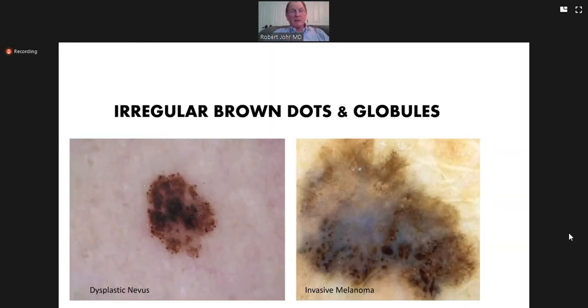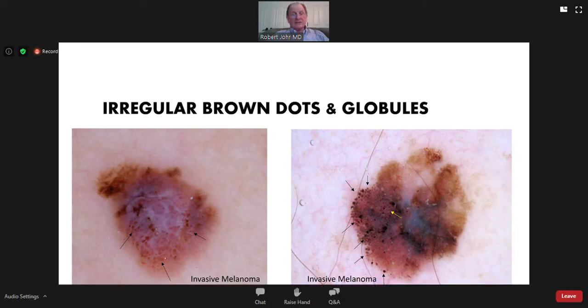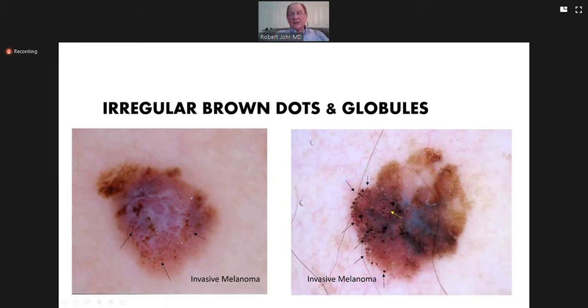So here we have irregular brown dots and globules. They are irregular because they're different sizes and shapes, and they're asymmetrically located in the lesion. That's the definition of irregular brown dots and globules: different sizes and shapes, and asymmetrically located in the lesion. Another example of irregular brown dots and globules in melanoma. Why are they irregular? Because they're different sizes and shapes, and they're asymmetrically located in the lesion.